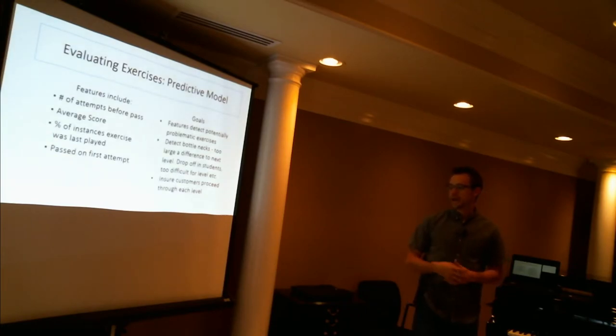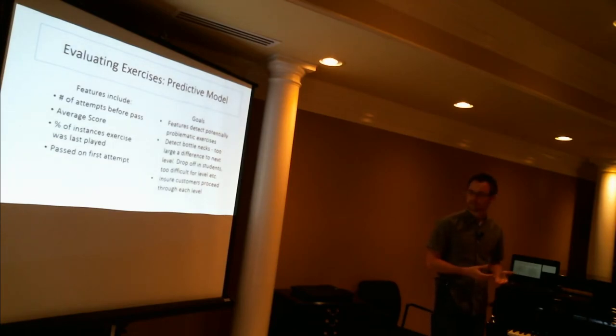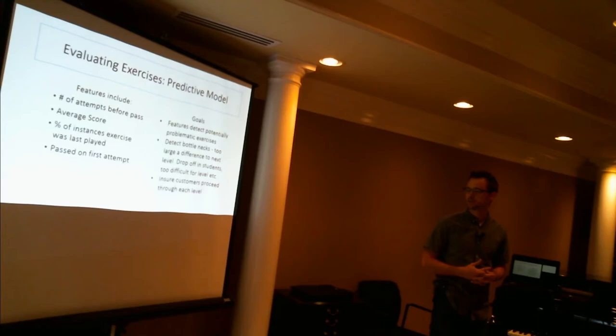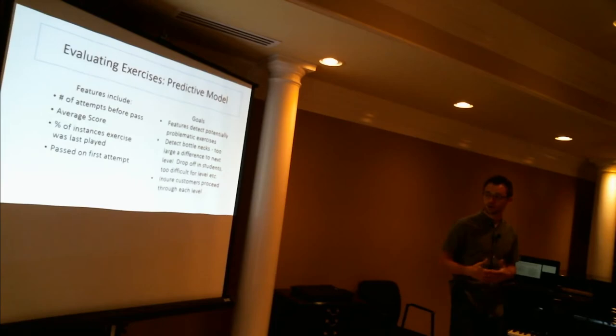The next thing we look at is average score, and the percent of instances the exercise was last played. What that means is that they play this exercise and then they quit. That could indicate some frustration. Usually that's extremely low, but it can indicate that something's going wrong. And then passed on first attempt. If the pass on first attempt is extremely low, again, that could indicate too high of a difficulty. If it's extremely high, it could mean it's too easy. Sometimes that's not a bad thing, but this just helps us go, oh, here are 20 exercises that may be a problem. Let's take a look.